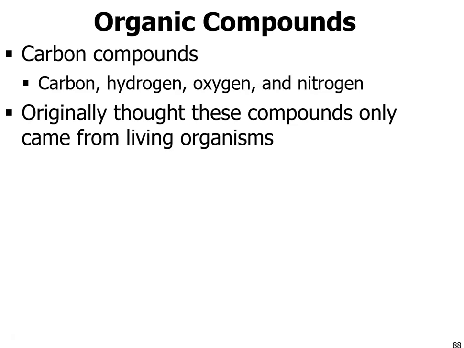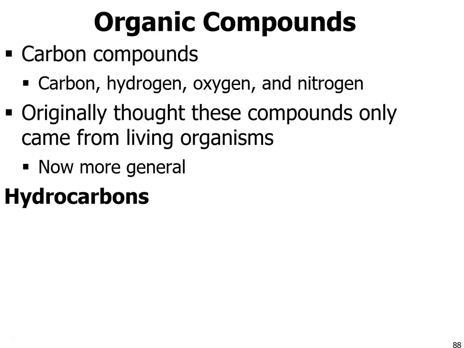Originally, we thought that these compounds only came from living organisms, but now we know that they're more general. They are part of a lot more elements as well. That's why we got the term organic, from organisms, but now we know that these are more abundant than just living things. Hydrocarbons are the simplest type of organic compound.